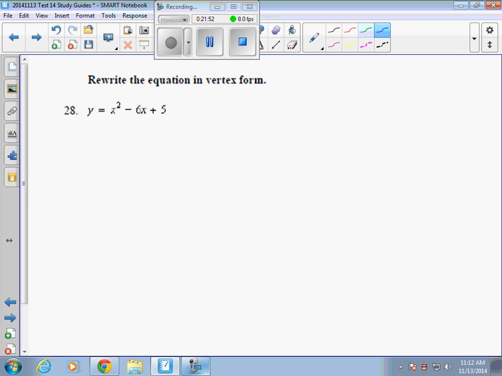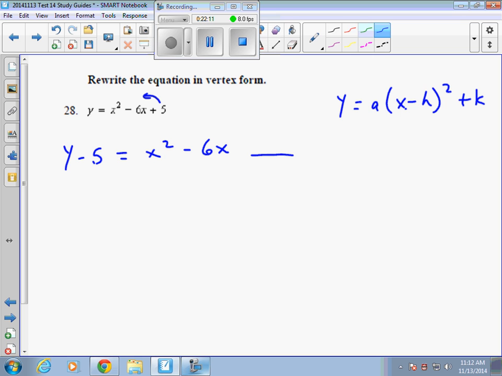Number 28, rewrite it in vertex form. Vertex form, y is equal to a times x minus h squared plus k. All you need to do is move plus 5 over by subtracting it. Y minus 5 equals x squared minus 6x plus c. We're going to find our new value of c. Negative 6 divided by 2 squared is negative 3 squared, which is positive 9. If you add 9 to that side, you have to add it to this side.